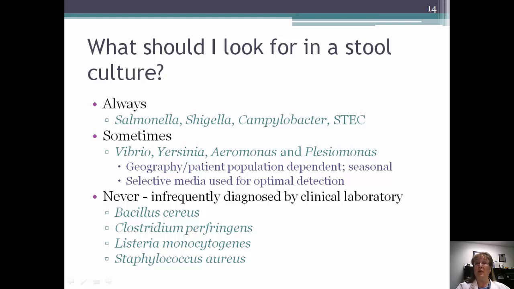Now, the organisms that I've listed here as the never organisms, these are the ones that are very infrequently to never diagnosed by the clinical microbiology laboratory, sometimes being diagnosed by our public health colleagues. These include things like Bacillus cereus, Clostridium perfringens, Listeria monocytogenes, and Staphylococcus aureus.